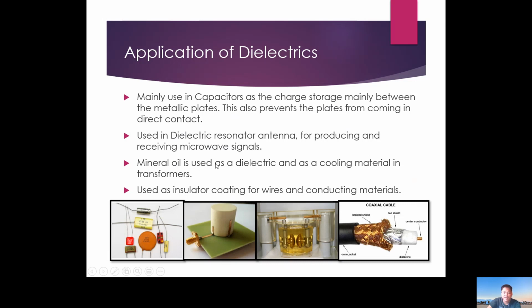Next, mineral oil is used as a dielectric and as a cooling material in transformers. I have said this before: this is a dielectric in liquid form. The mineral oil serves as a cooling material for transformers, which we all know carry very high electric currents. Then lastly, it is used as insulator coating for wires and conducting materials.